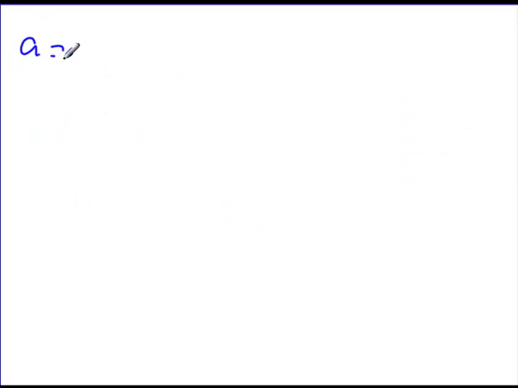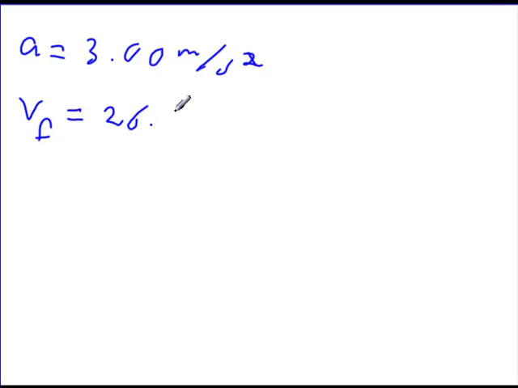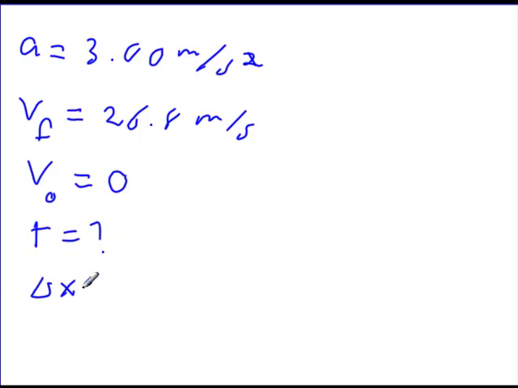I know my acceleration is 3.00 meters per second squared. I know my final velocity is 26.8 meters per second. I even know my initial velocity, although I never stated it explicitly. My initial velocity is 0. And I want to know the time it's going to take, and I want to know the distance I travel. So notice I've cataloged all the things I know and all the things I want to know.